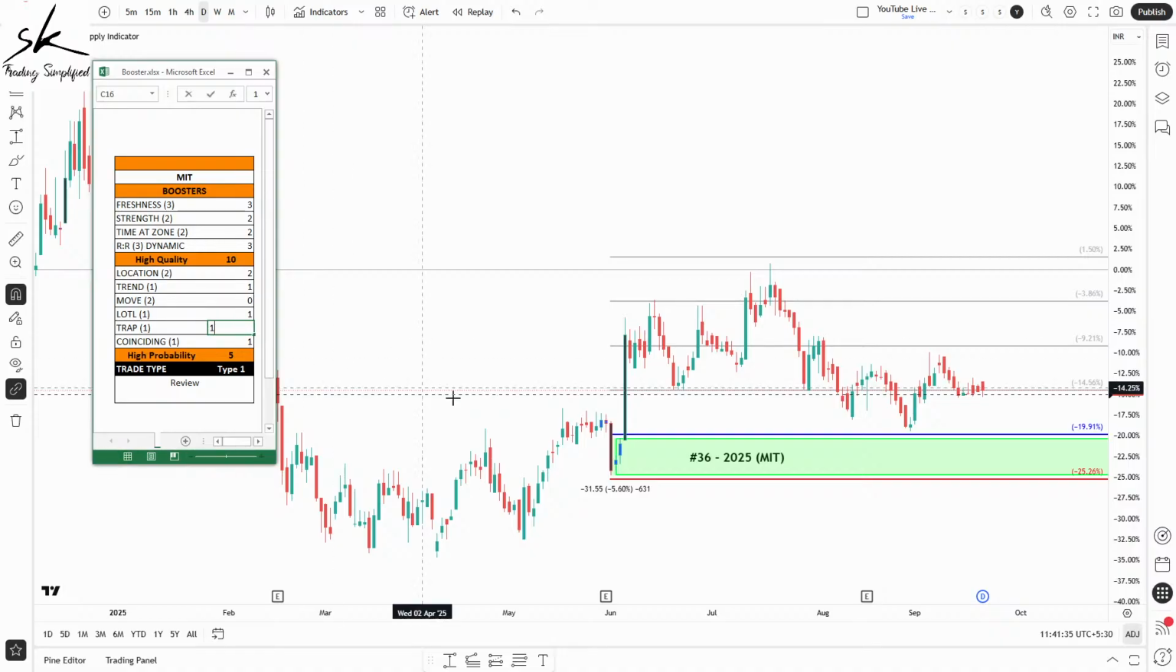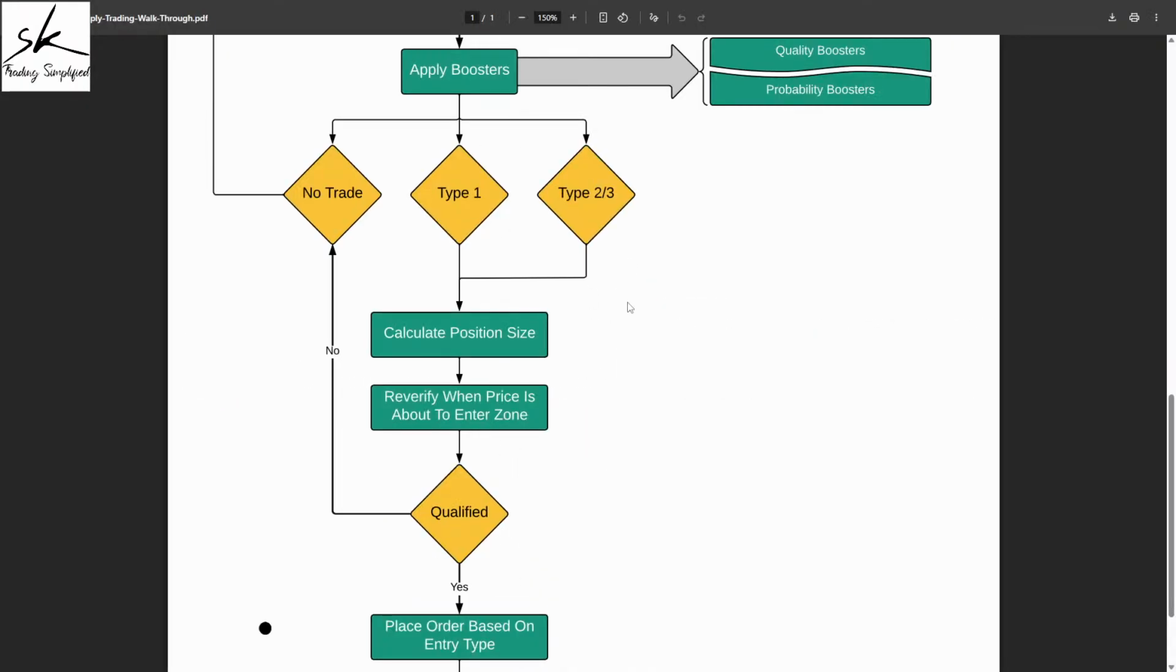So if you look at the overall scoring, we have a score of 10 out of 10 with the assumption of reward to risk ratio, which makes it a high quality setup, and 6 out of 8, which also makes it a high probability setup. So high quality, high probability can be done as a type 1 trade. So this will qualify as a type 1 trade for us.